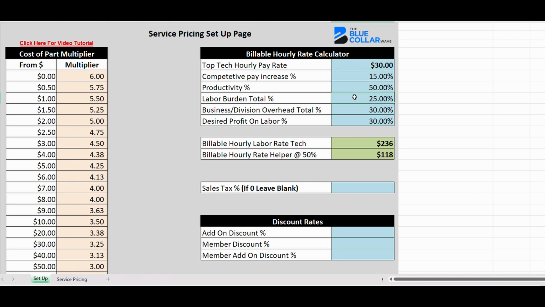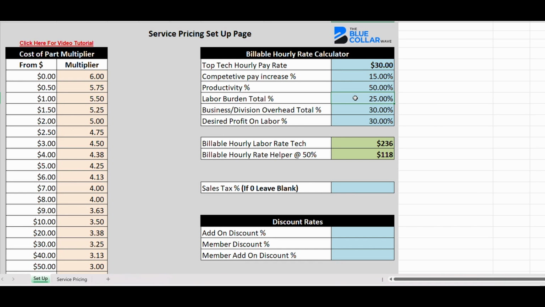Now, when you put in your technician's top hourly rate, that is the straight hourly rate, which does not include any taxes, insurance, benefits, anything of that nature. Here's where we're going to put that in. Your labor burden is a percentage. So what percentage are the taxes, the insurance, other benefits, things of that nature that you provide for an employee?